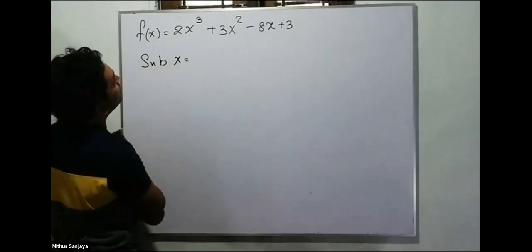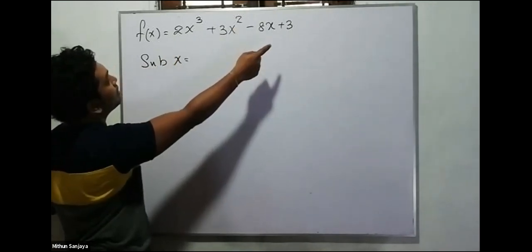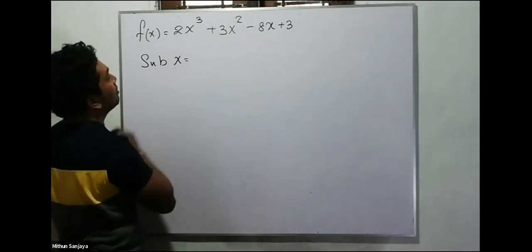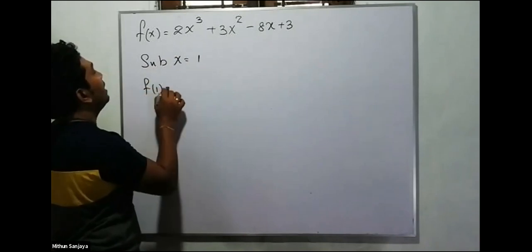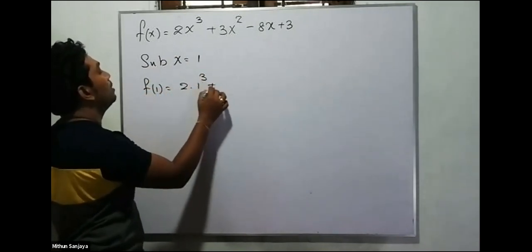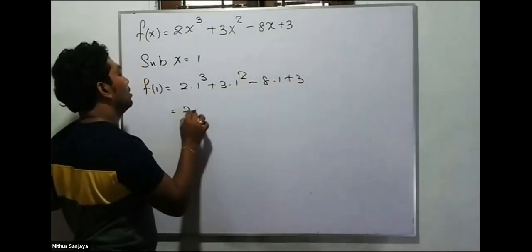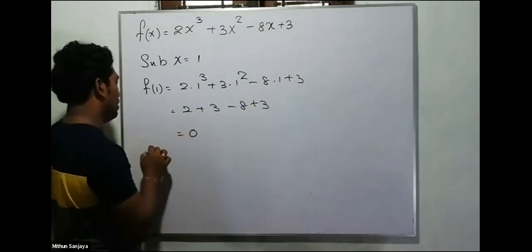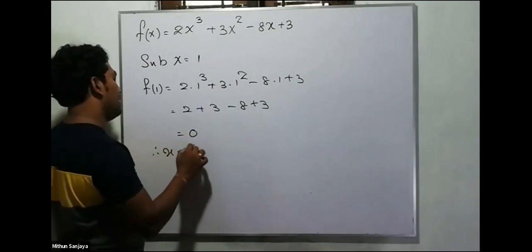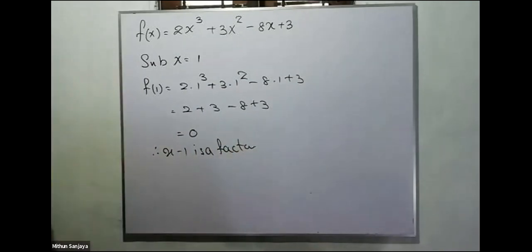What is x? Then we substitute 1, 2, 3, 6, and so on. Maybe substitute x = 1, and we can get the answer. f(1) = 2 times 1 cubed plus 3 times 1 squared minus 8 plus 3, which is 2 + 3 − 8 + 3 = 0. Therefore, x − 1 is a factor. Next, now we are using the long division.